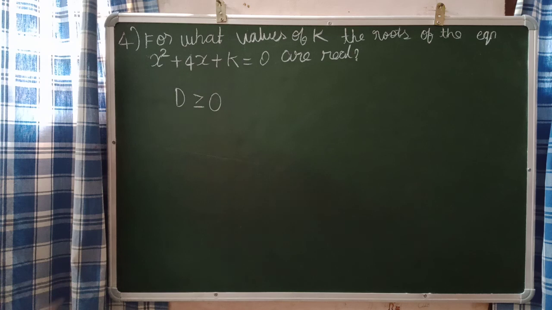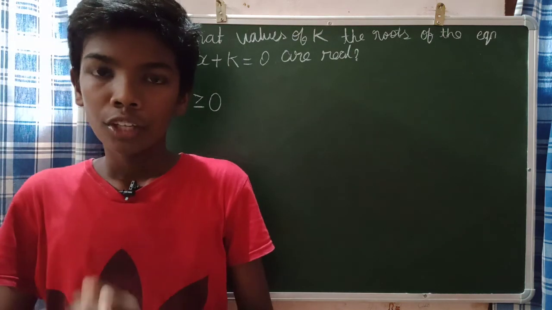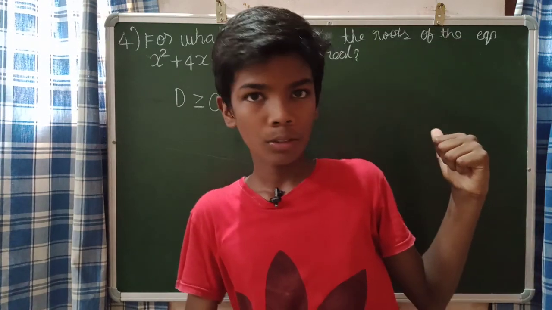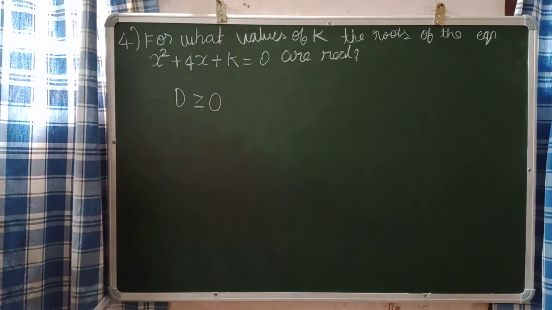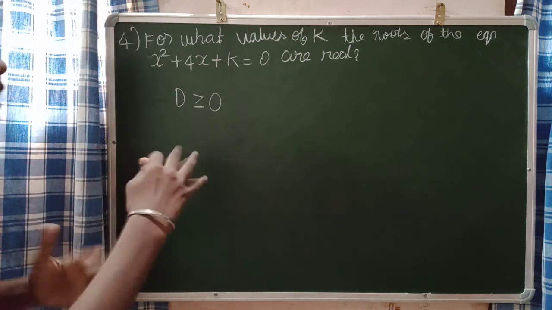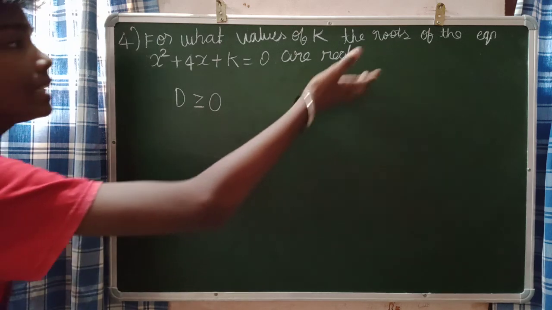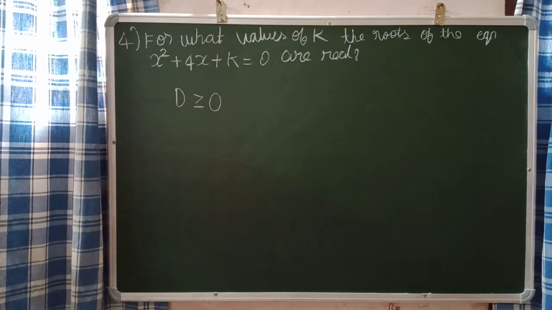Because when your discriminant is greater than 0, you have distinct and real roots. If your discriminant is equal to 0, you have equal real roots. I hope you understand. When your discriminant is greater than 0, you have distinct and real roots. When your discriminant is equal to 0, you have equal and real roots. But here, they did not mention anything. They only mentioned real roots. Then of course it shows that it can be greater than 0 or it can be equal to 0.